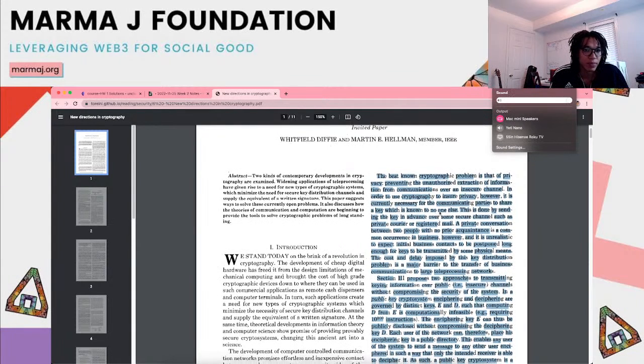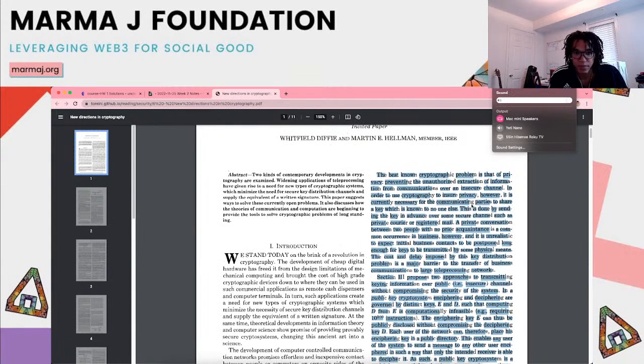Information from communications over an insecure channel, in order to use cryptography to ensure privacy. However, it is currently necessary for the communicating parties to share a key which is known to no one else.